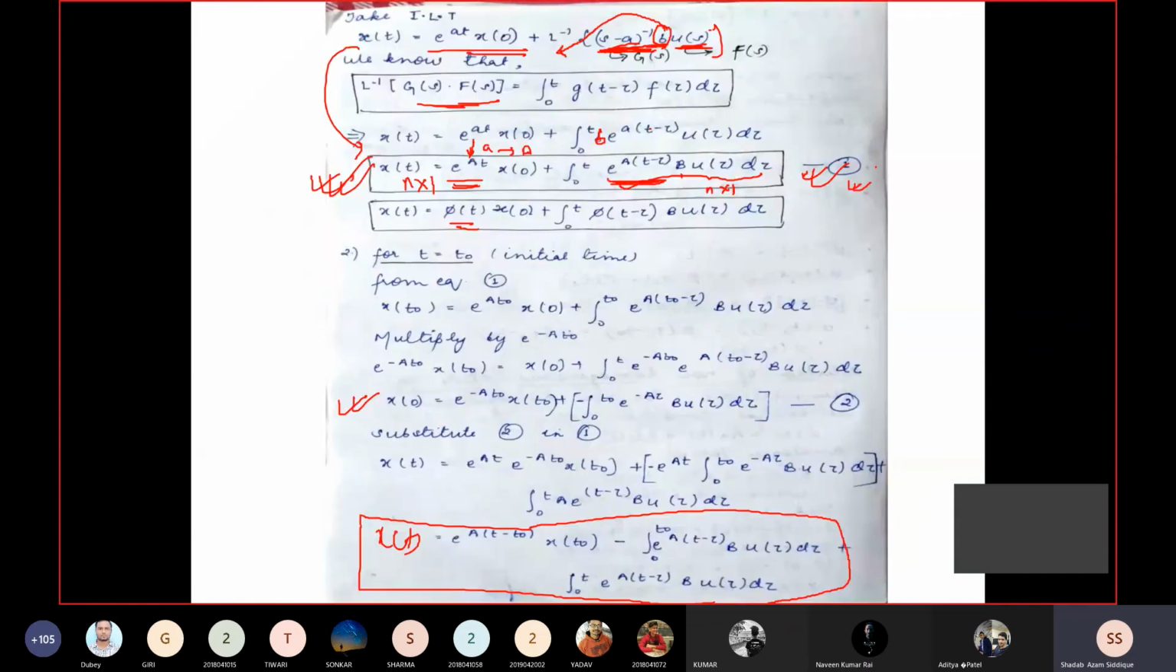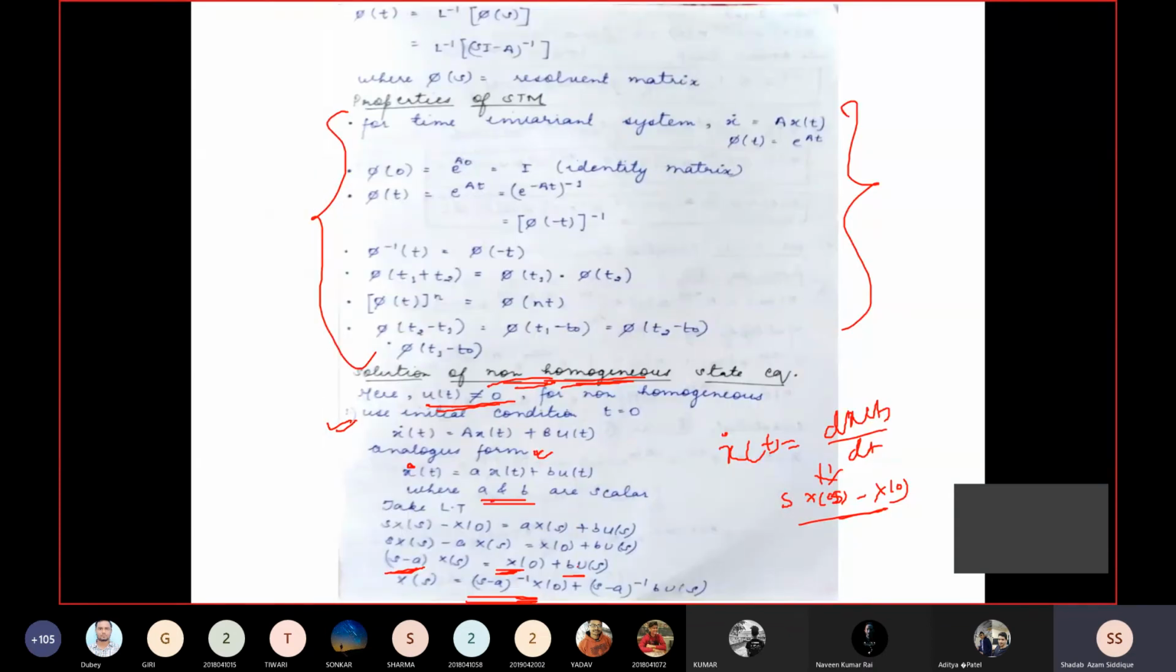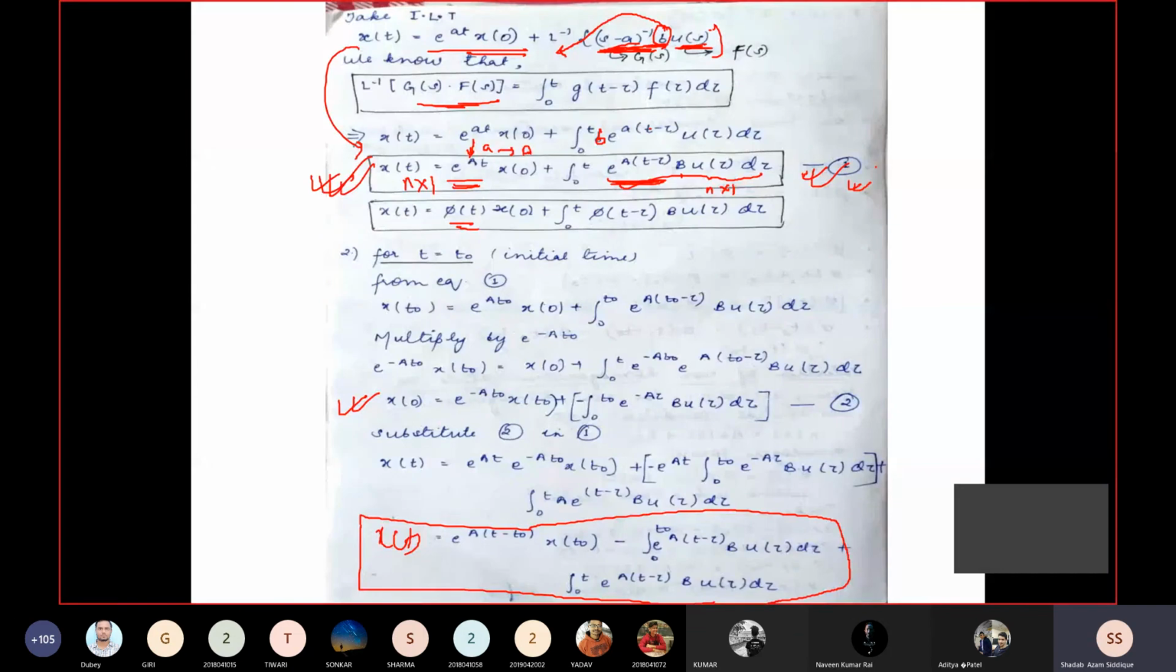Okay, so now we went through the solution of the non-homogeneous state equation. In the non-homogeneous state equation, we went through the initial condition at t equal to 0, and we also took the initial condition as t equal to t naught. For the initial condition t equal to t naught, we tried to find the equation, and we got it. I hope it is correct.